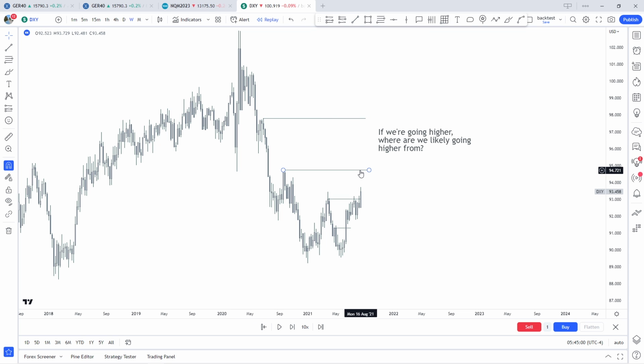But that's the least important thing for me to do. All I care about is, if we are going higher, where are we likely going higher from? That's all I care about. Just figure out for yourself and study for yourself how strong this is. All you need to do now is to get in sync with price. And that's it. That's the only thing you need to do to make money here. It's literally that simple. Yes, it's that simple to make a lot of money in this game.